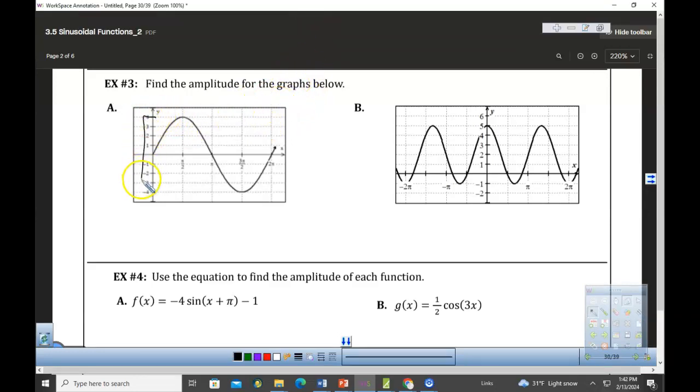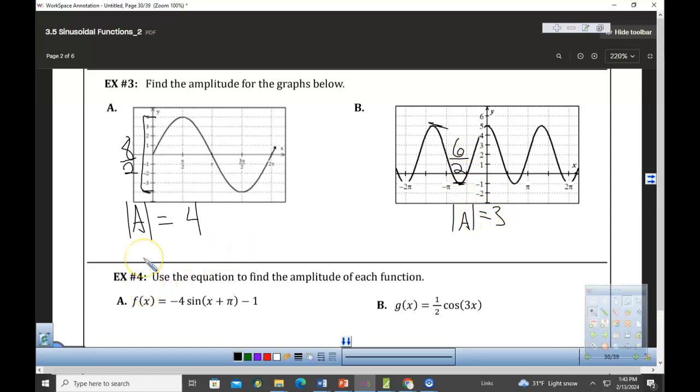So I go from 4 to -4, right? So my total height is 8. Do you agree on that? Now, amplitude is half of that. So I'm going to do 8 over 2, which is 4. My amplitude is 4. So over here, I'm going from -1 to 5, which is 6. 6 over 2 is 3. Ta-da!